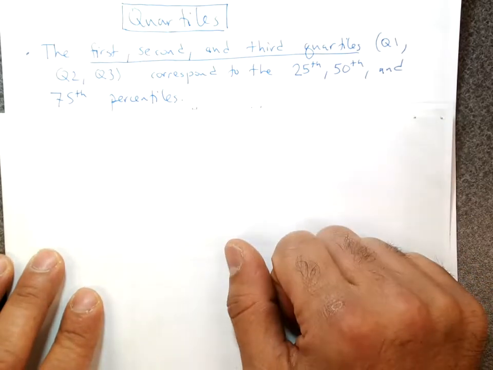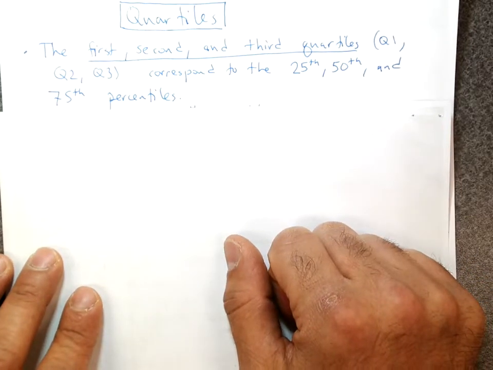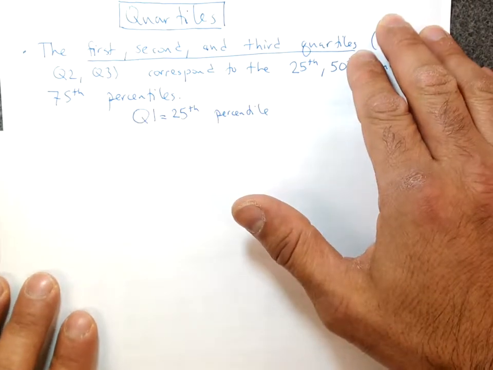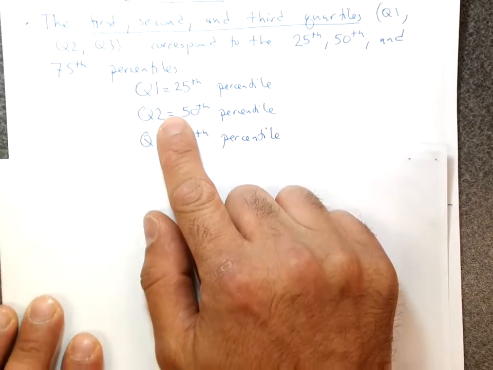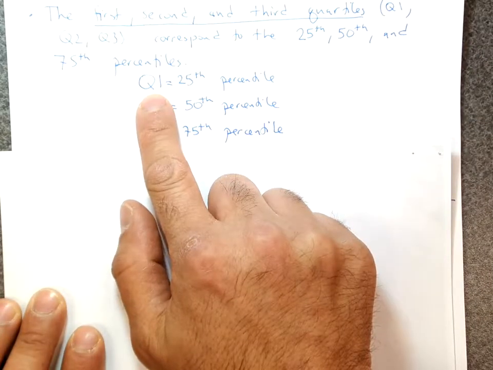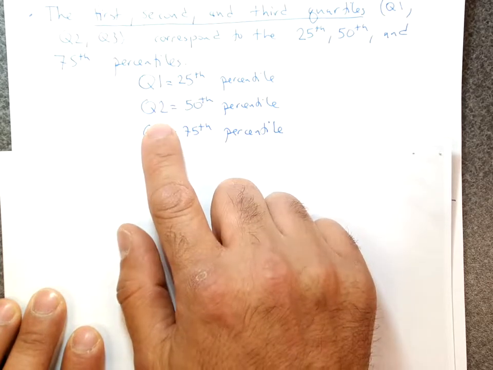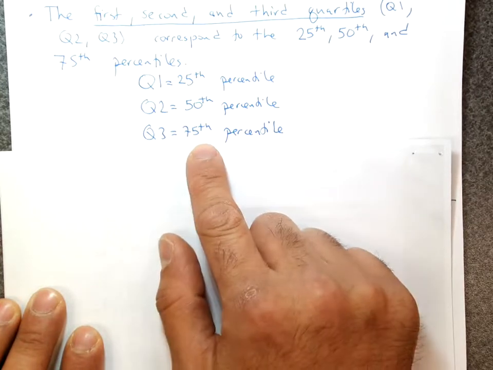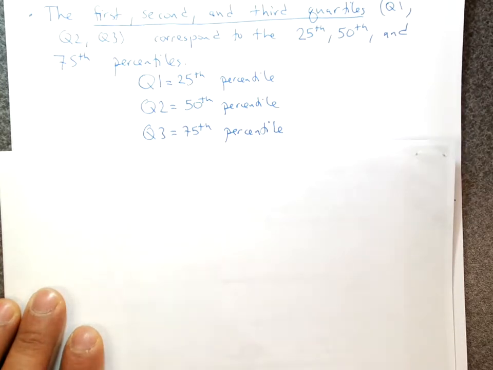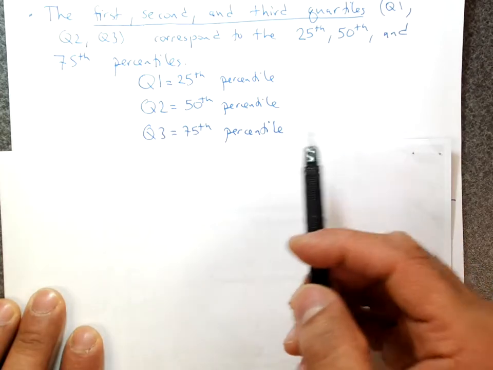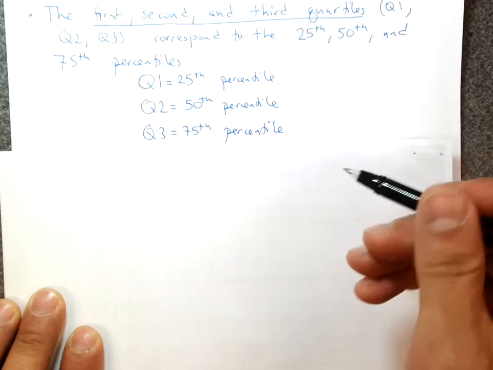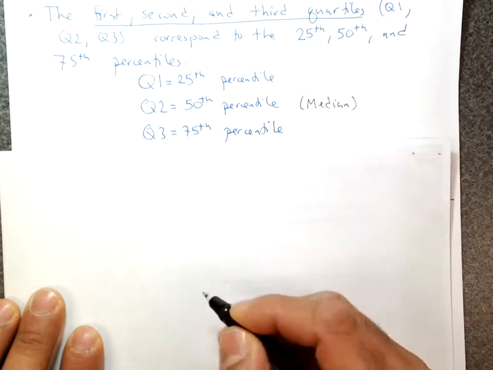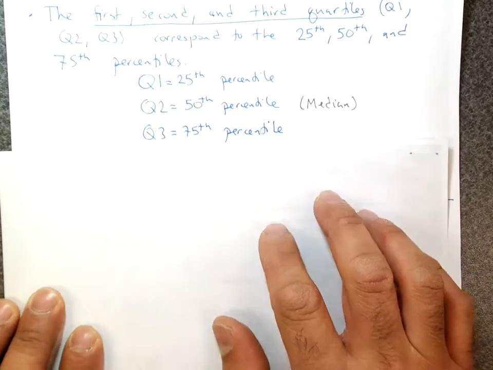These particular percentiles are very important, and they help us understand spread relative to the median. To make it very clear, Q1, the first quartile, is the 25th percentile. Q2, the second quartile, is the 50th percentile. Q3, the third quartile, is the 75th percentile. By the way, Q2, the 50th percentile, is exactly the same as the median. So now we have two names for the median.